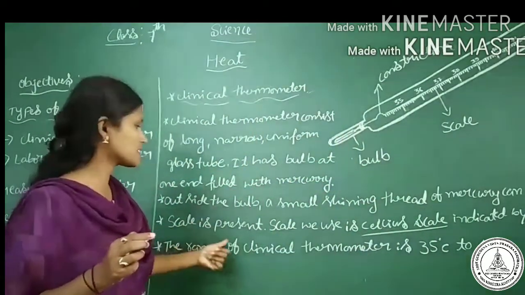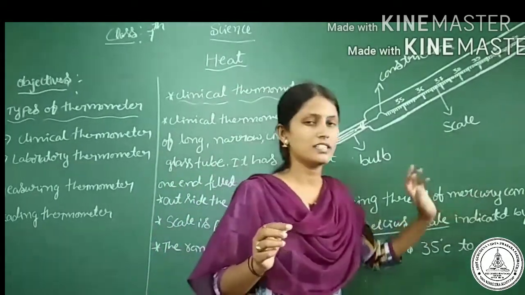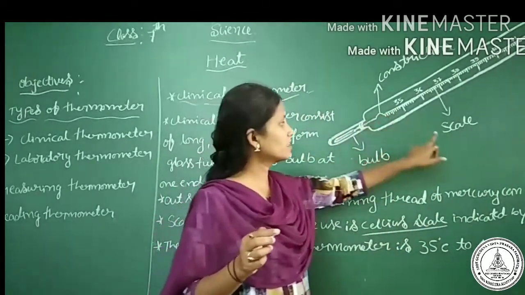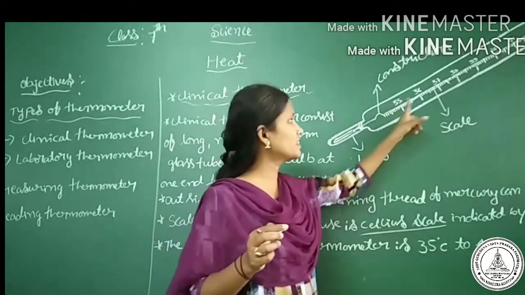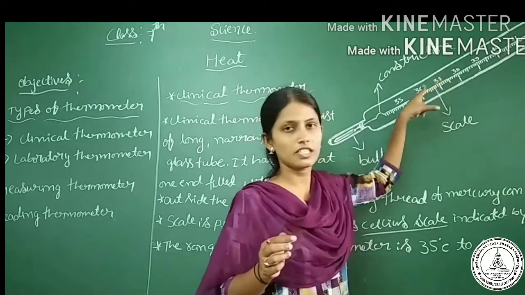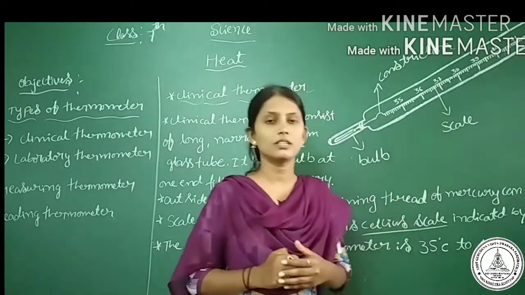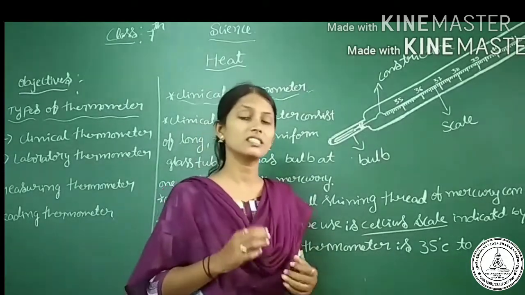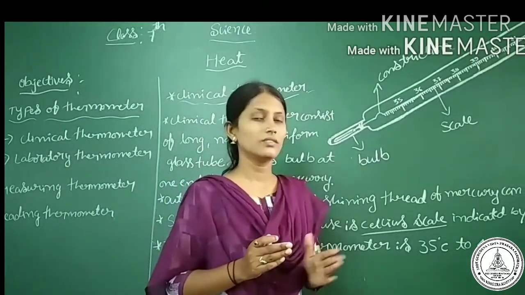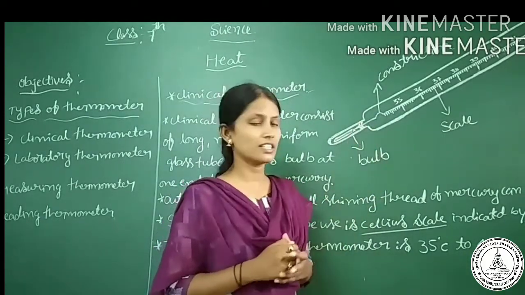Next, the scale is present. We use the Celsius scale, denoted by C. Look here, the mercury has a scale with a number of readings. This is the scale. We measure the temperature using the unit Celsius. For example, here we read 35 degrees Celsius, 42 degrees Celsius.